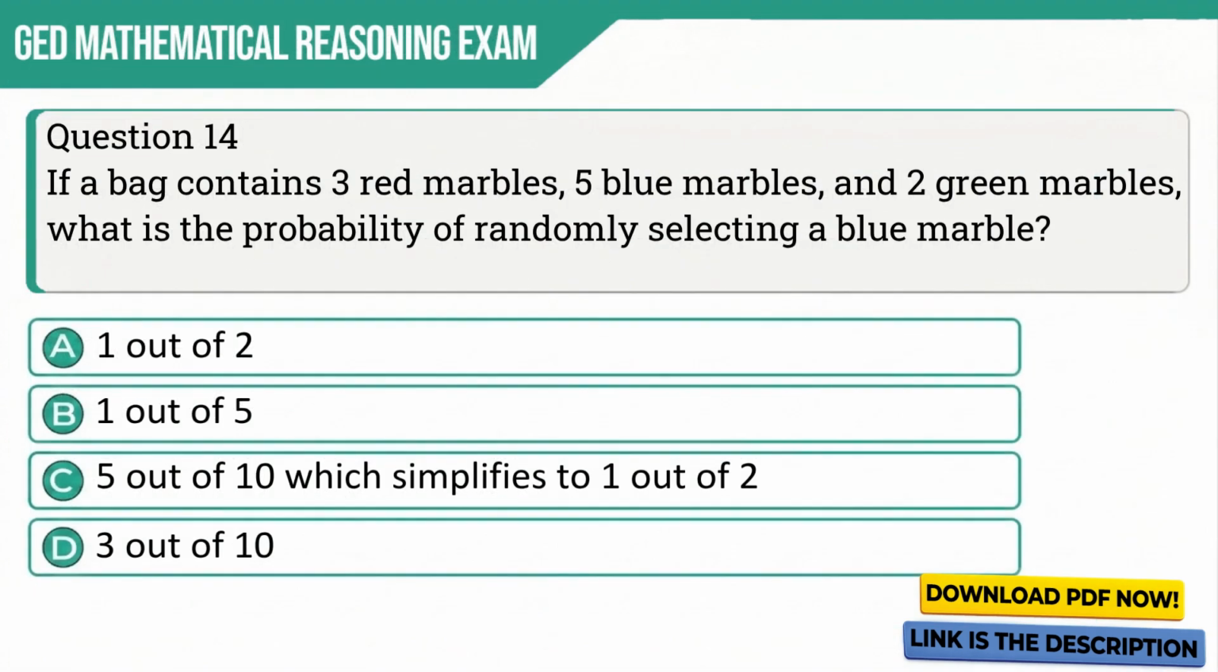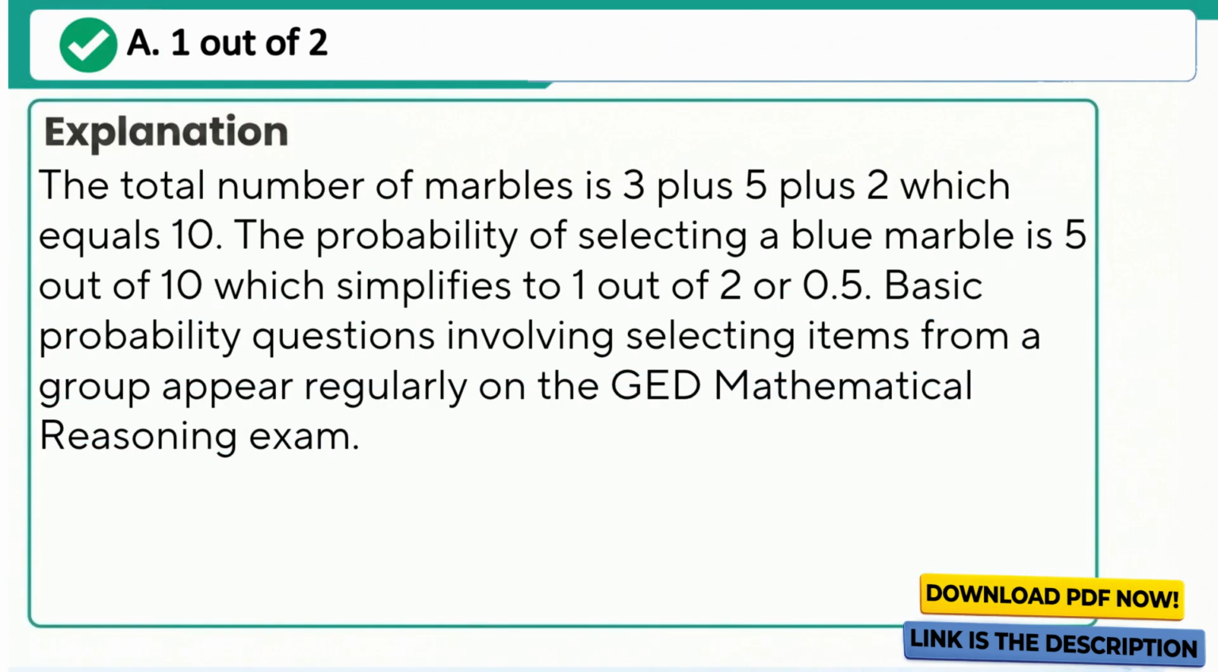Question 14. If a bag contains 3 red marbles, 5 blue marbles, and 2 green marbles, what is the probability of randomly selecting a blue marble? A. 1 out of 2. B. 1 out of 5. C. 5 out of 10, which simplifies to 1 out of 2. D. 3 out of 10. Correct answer, A. 1 out of 2.